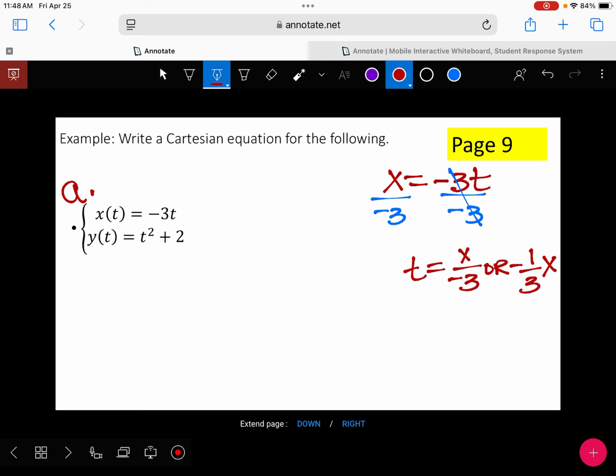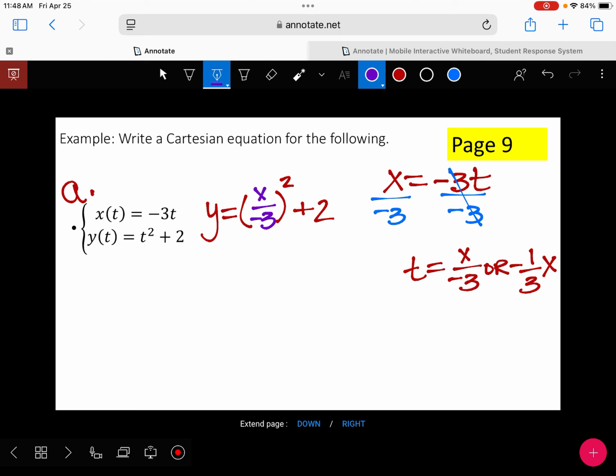And then what was step 2? Substitute it in for y. So I'm going to take that and substitute it where I have a t in my y parameter. So y equals t squared plus 2. Inside of the parentheses, I'm going to drop in x over negative 3. I'll use the first one. And then we need to simplify it.